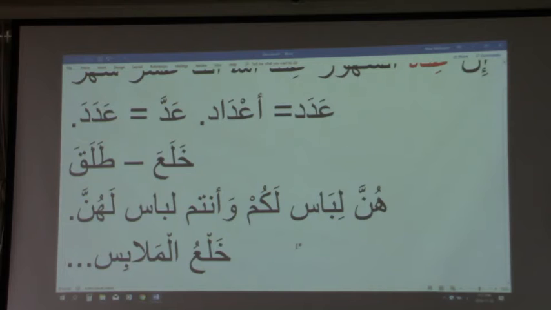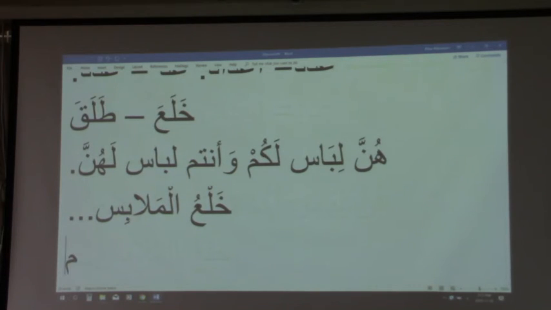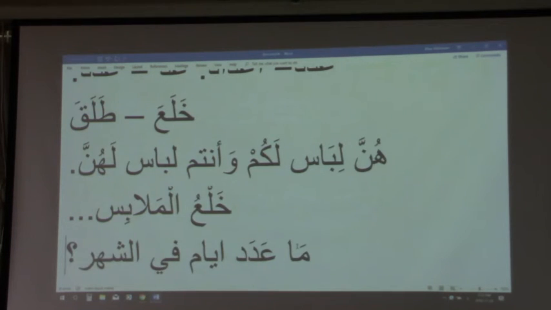Now, you want to make a sentence with the word adad. How many days in a month? Good. Ma adad, look here, ma adad: what is the number? What's the word day? Yawm, days, ayyam. Ma adad ayyam fi ash-shahr. What's the answer? 29 or 30.